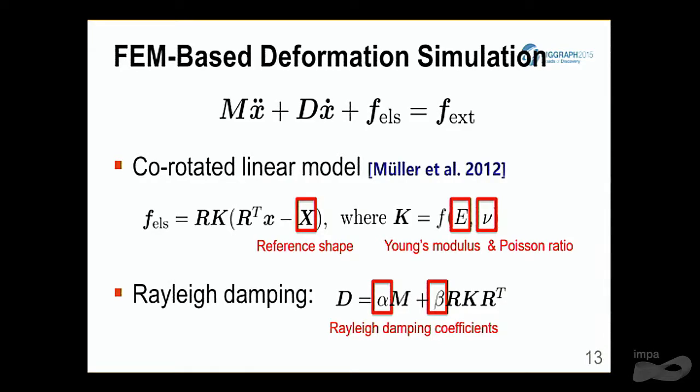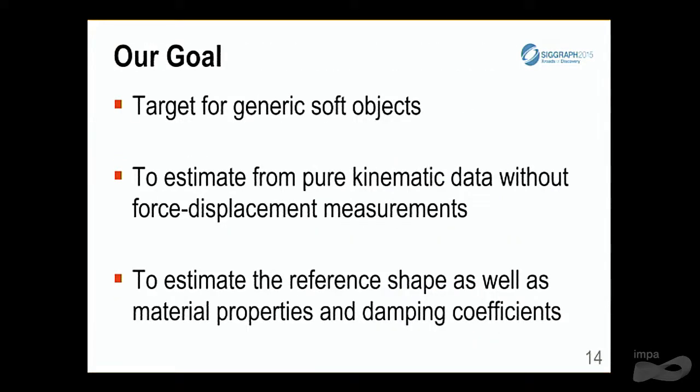The question is, how much damping do we have? Because we want to fabricate this, so we would then need the precise value and not something that looks good. So the target here was to do generic soft objects, not the special system, estimating from pure kinematic data, meaning on the solution values, and not force displacement measurements, and to estimate the reference shape, which usually people don't do, as well as this alpha and beta.